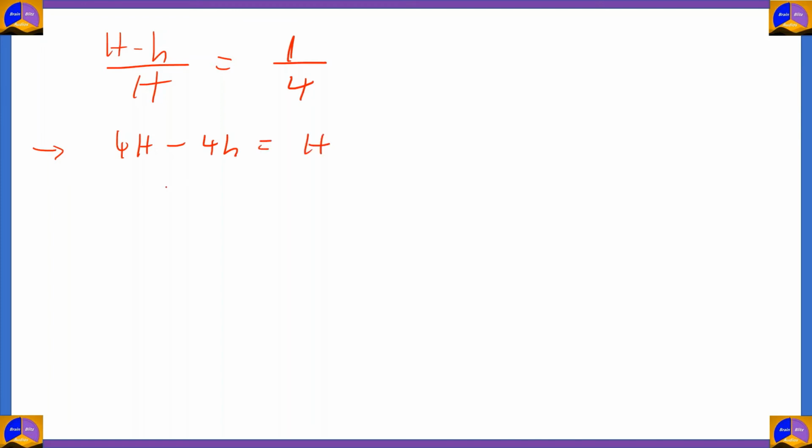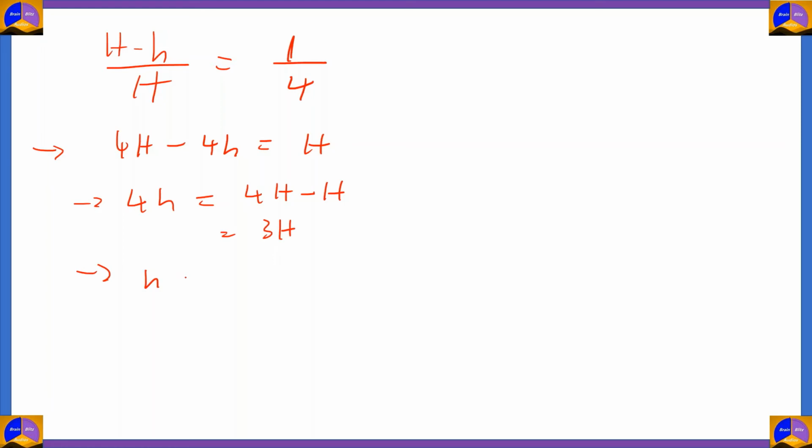So we can write capital H minus small h divided by capital H is equal to 1 by 4. What do we do now? We use cross multiplication. So 4 capital H minus 4 small h is equal to capital H. Let's take 4h to the right-hand side and capital H to the left. So we get 4 small h is equal to 4 into capital H minus capital H. So that is 3 capital H.